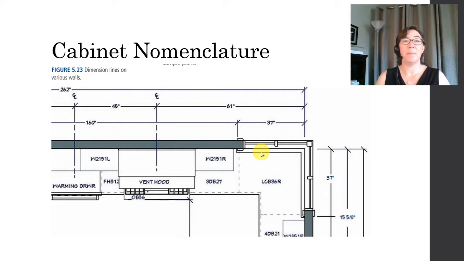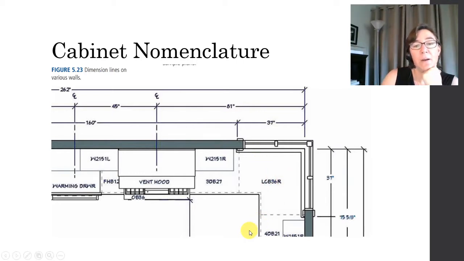So let's finish up by practicing reading some common cabinet nomenclature. This is from the sample floor plan provided in your textbook. And let's take a look. I've just zoomed in on an upper right-hand corner of this plan. And let's look at this cabinet right here. Can you read it? Pause the video and give yourself a chance here.